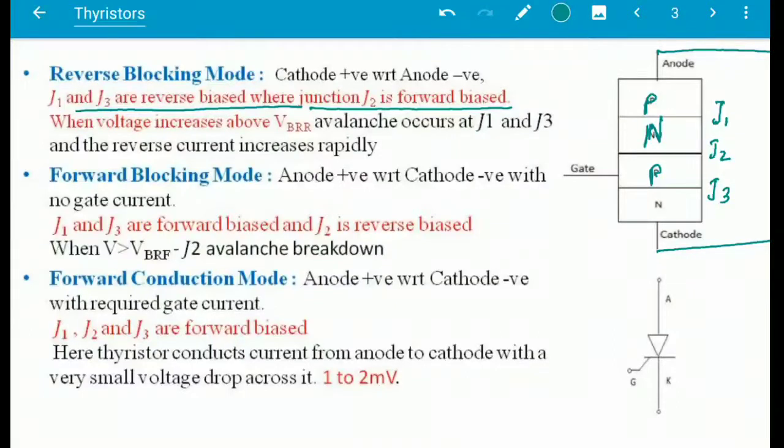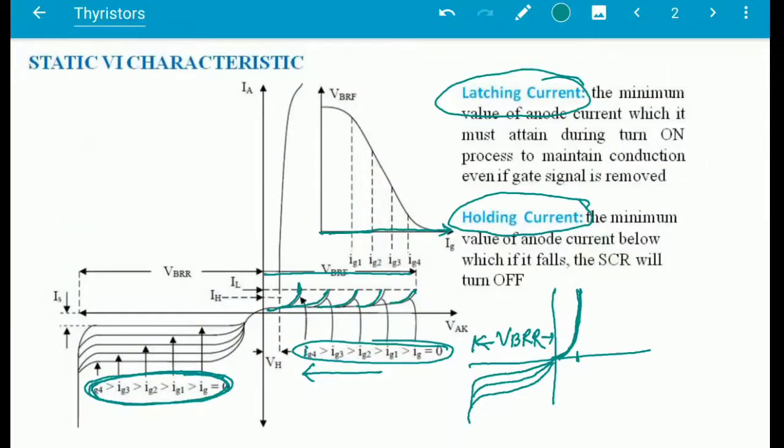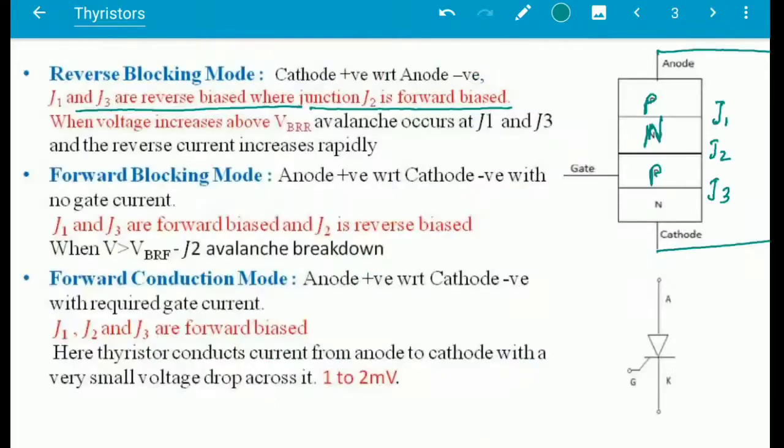When the voltage increases above VBRR, that is the reverse breakdown voltage, avalanche occurs and the device is damaged, and current starts to flow. High current will flow in reverse blocking mode if the voltage increases above the reverse breakdown voltage.